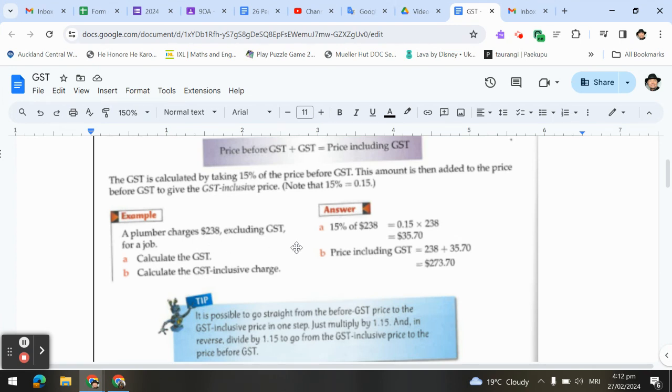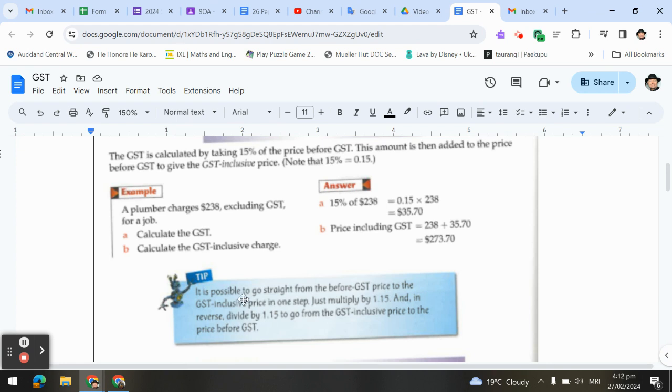We should remember from previous lessons that "of" in mathematics means to multiply. We know 15% is 0.15. Times that by the $238, and we get $35.70 is the GST amount. That will get added to the original $238, giving us a price including GST of $273.70.